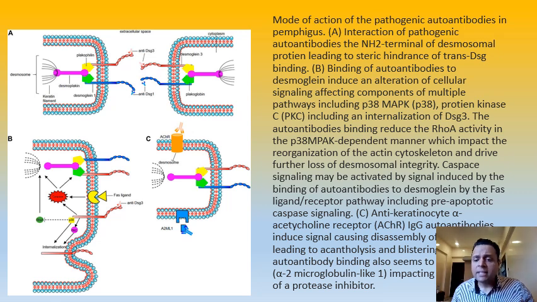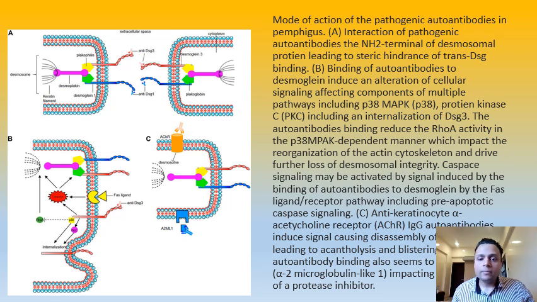The caspase signaling pathway is activated by the signal induced by the binding of autoantibodies to desmoglein through the Fas ligand receptor pathway, including the pro-apoptotic caspase signaling. We already saw the acetylcholine receptor antibodies, which will cause disassembly of the various adhesion molecules, leading to acantholysis. Okay, because they are impacting the protease inhibitor. So you have already seen this. We have seen this slide now. The earlier slide we have already seen.